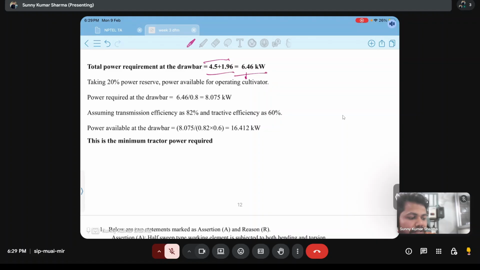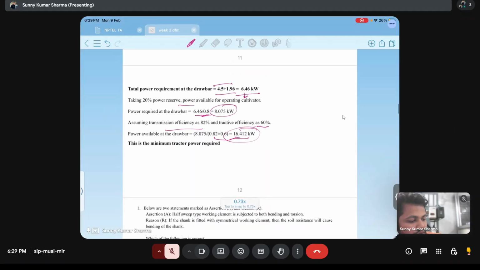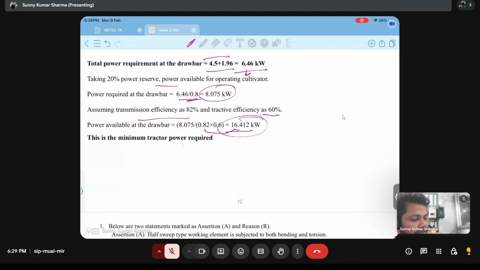So taking from here, we will take 20% as power reserve. Power required at drawbar will be 6.46 by 0.8, that is 20% power reserve, and we will get 8.075 kilowatt. Now we have tracking efficiency as 60% and transmission efficiency as 82%. So we will divide by those two efficiencies and we will get the power required finally available as 16.412 kilowatt, which is very less. This is the minimum tractor power required, and it is very less.